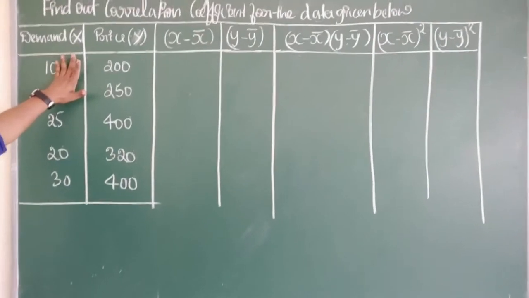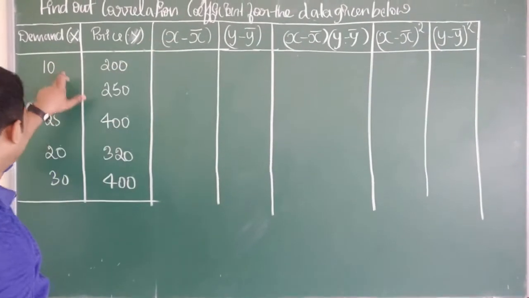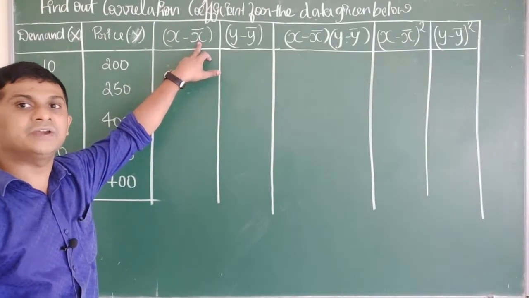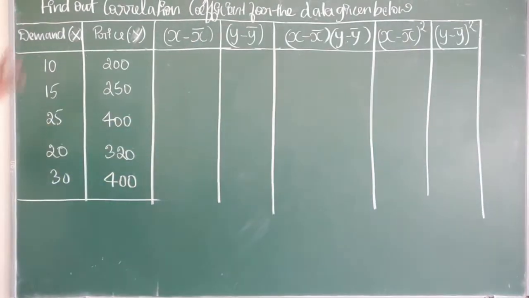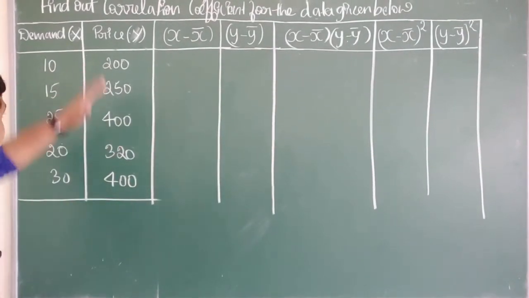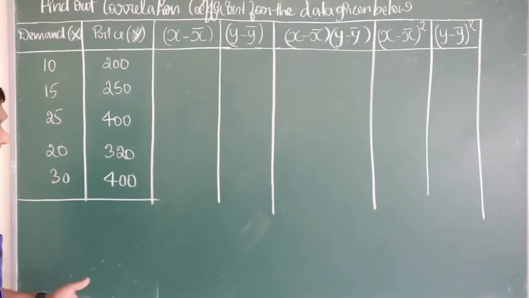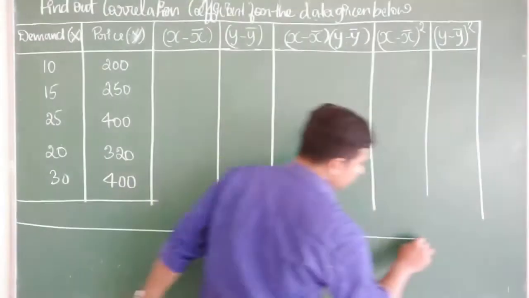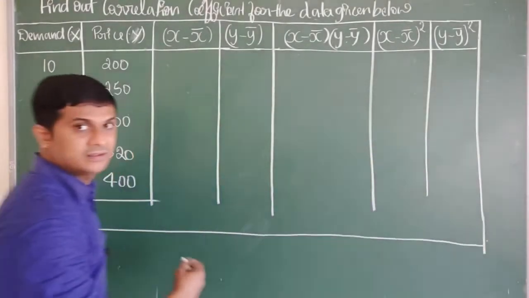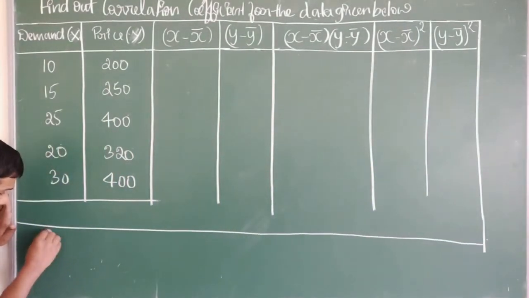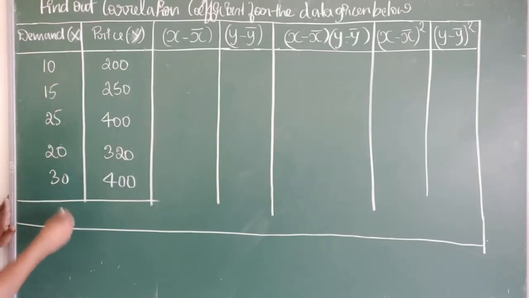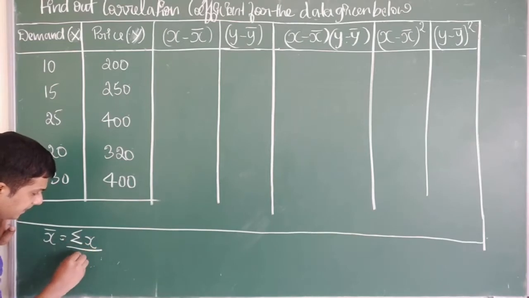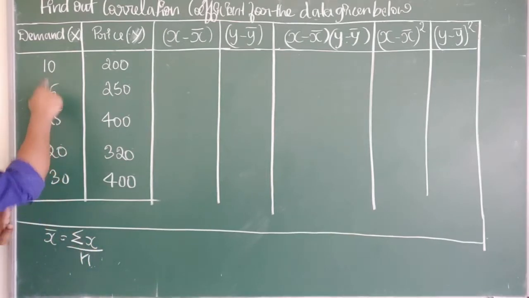So now x values are given, so we have individual x values here. We do not know what is x bar, that means we have to calculate x bar first. So x bar, you all know this calculation, that is total of x divided by number of observations. So x bar is equal to sum of x, or summation of x, divided by n, number of observations, which is 5.